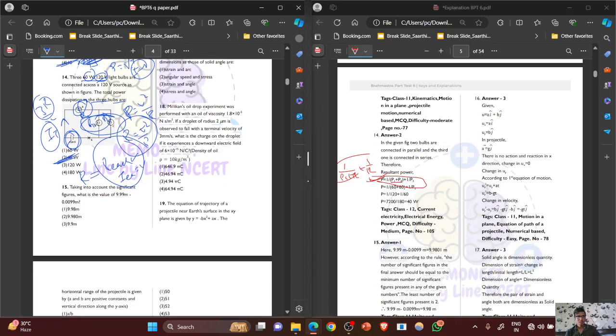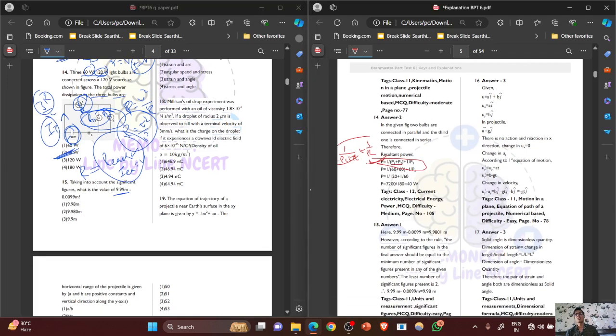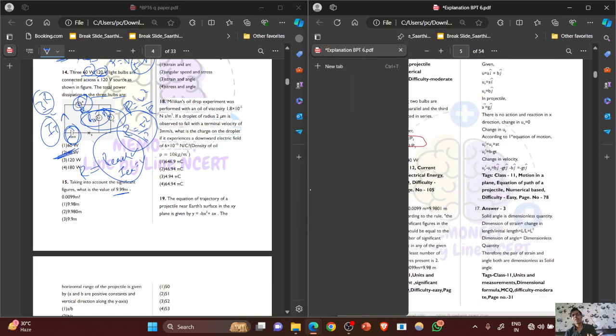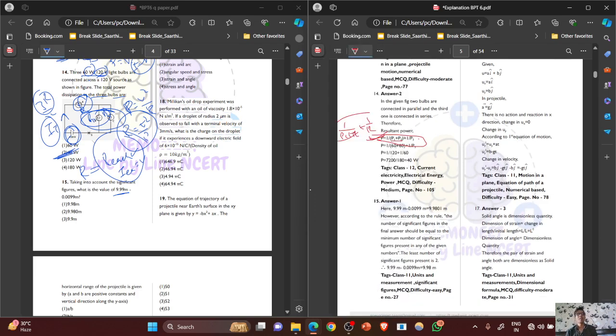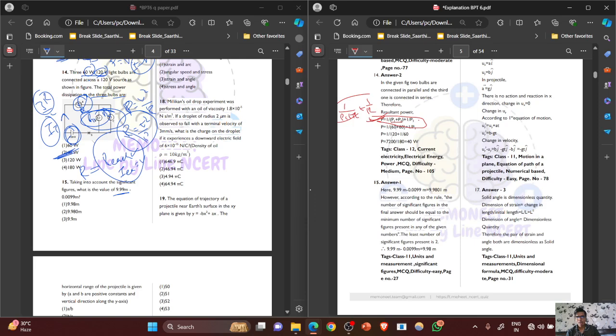Now, taking into account the significant figures, what will be the value of 9.9 meter minus the other quantity? When we subtract two numbers, the final result will have the number of significant figures of the number which has the least significant figures. So you can understand here it will be 9.99. So the final answer will have three significant figures. So the answer will be option first. You don't need to look too much into it.